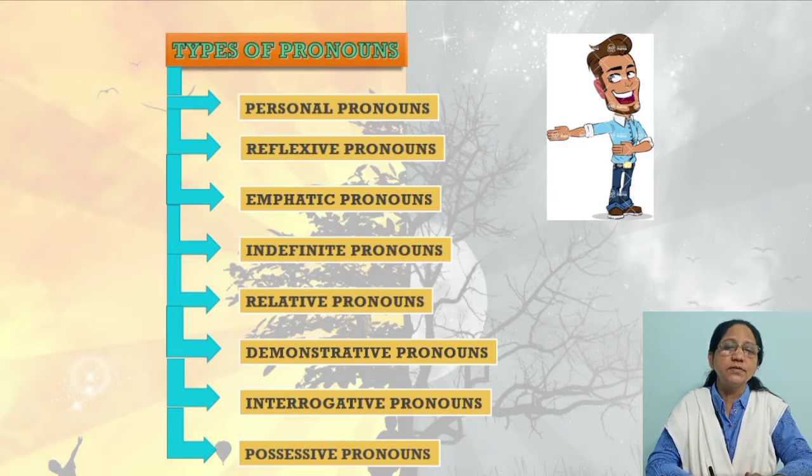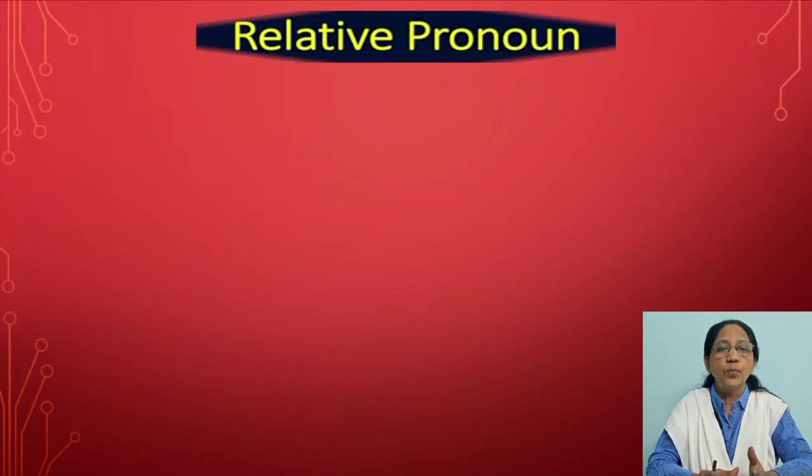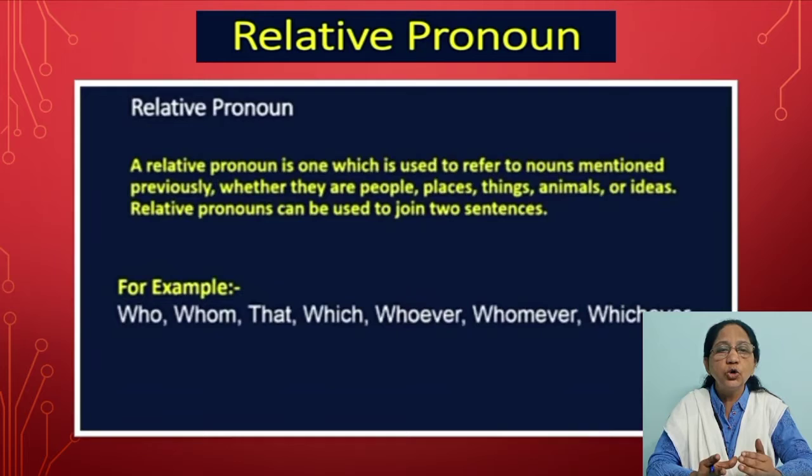Welcome to today's class. In the last class we were learning about pronouns and types of pronouns, and we already discussed and learned the first four types of pronouns. The fifth type of pronoun is relative pronouns. Now, what are relative pronouns? A relative pronoun is one which is used to refer to nouns mentioned previously, whether they are people, places, things, animals, or ideas. And also, relative pronouns can be used to join two sentences.